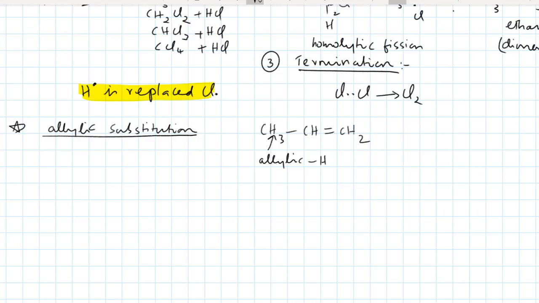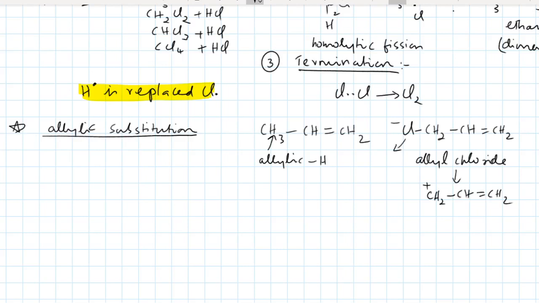Suppose you have a compound with a chlorine attached to this carbon. This CH2 CH, we call this allyl chloride. During this reaction, this chlorine will go out, being a good leaving group. Once it goes out, it generates a carbocation, that is CH2 plus CH double bond CH2, and this is resonance stabilized.